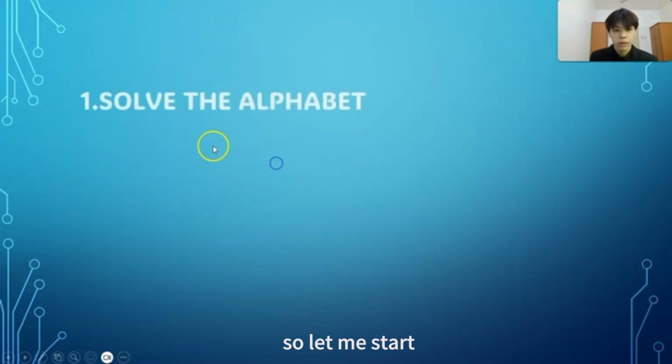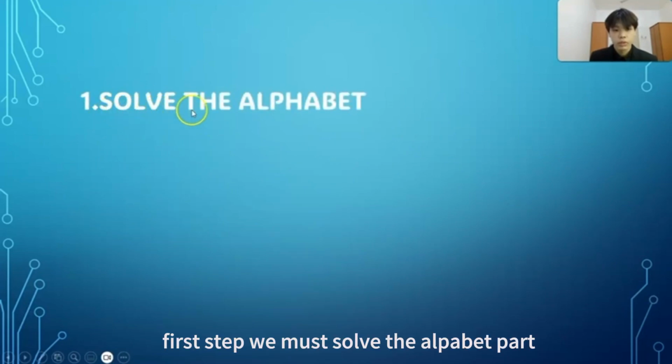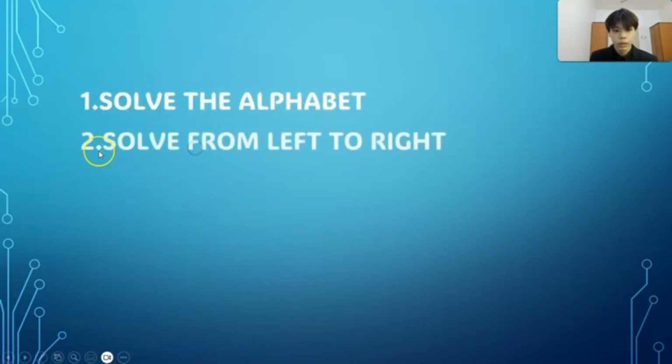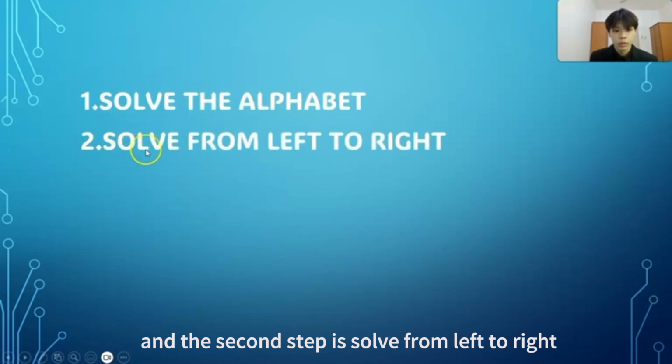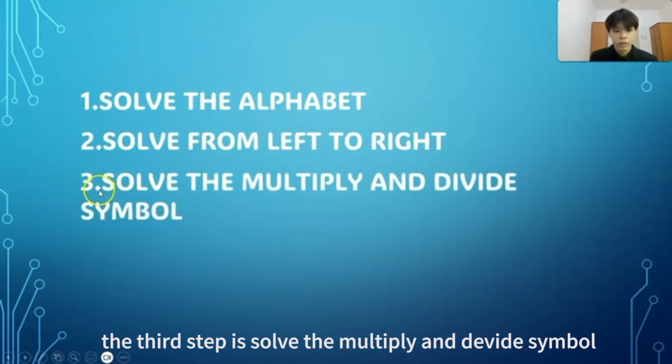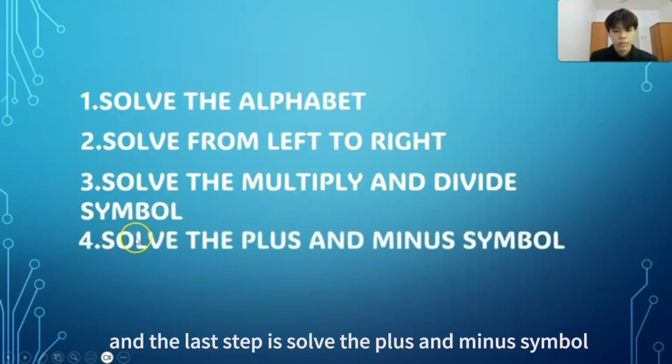So let me start. First step, we must solve the alphabet. The second step is to solve from left to right. The third step is to solve the multiply and divide symbols. And the last step is to solve the plus and minus symbols.